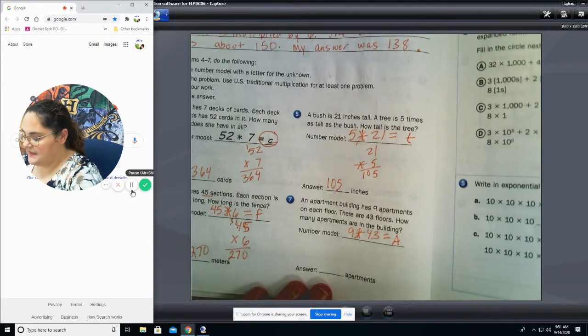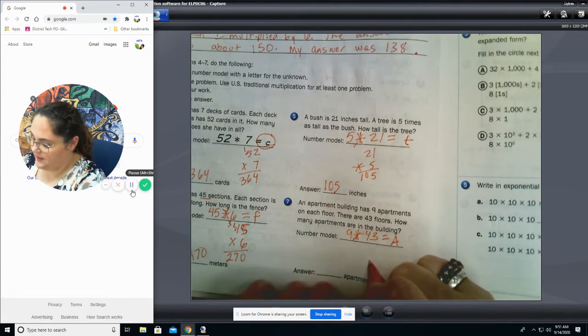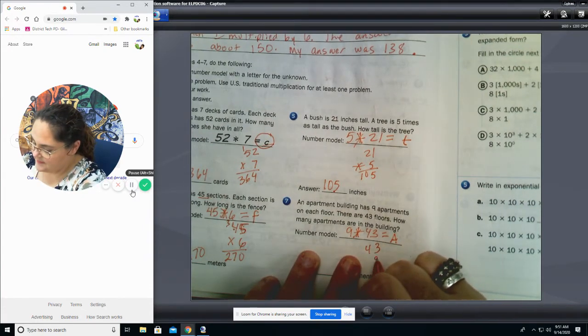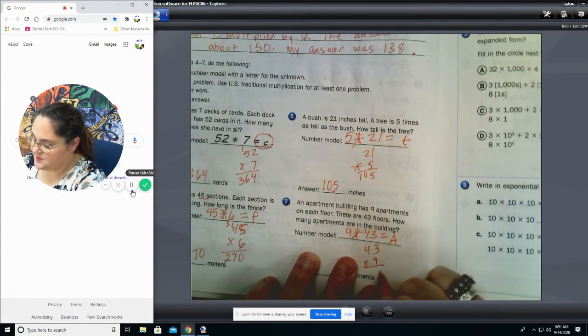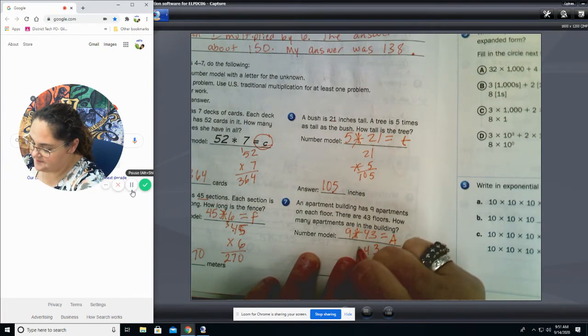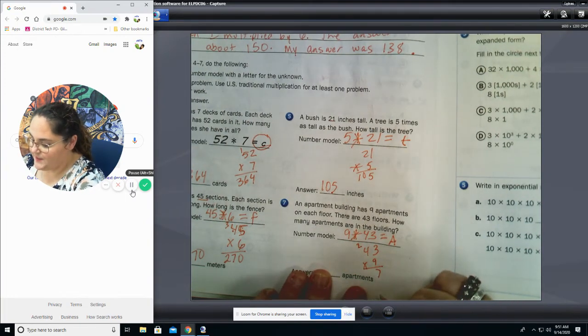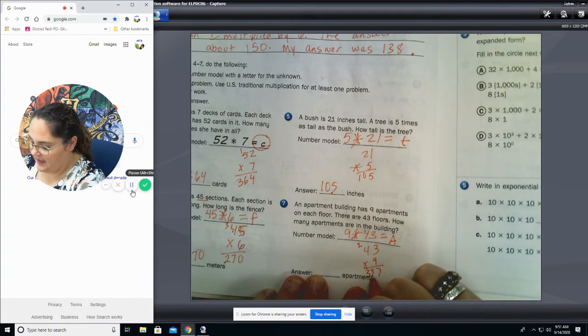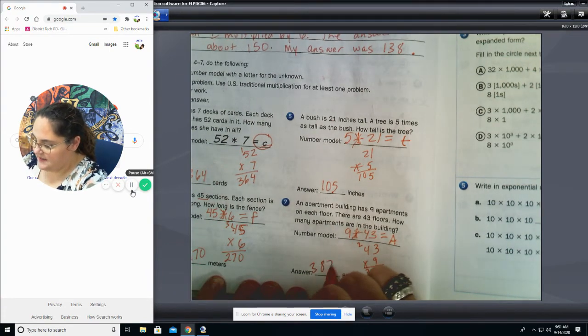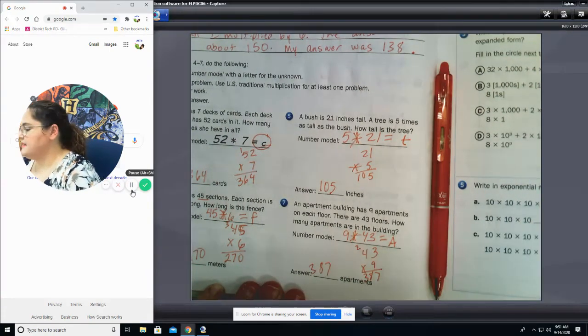And then finally, 9 times 43. 9 times 3 is 27. 9 times 4 is 36, plus 2 is 38. 387.